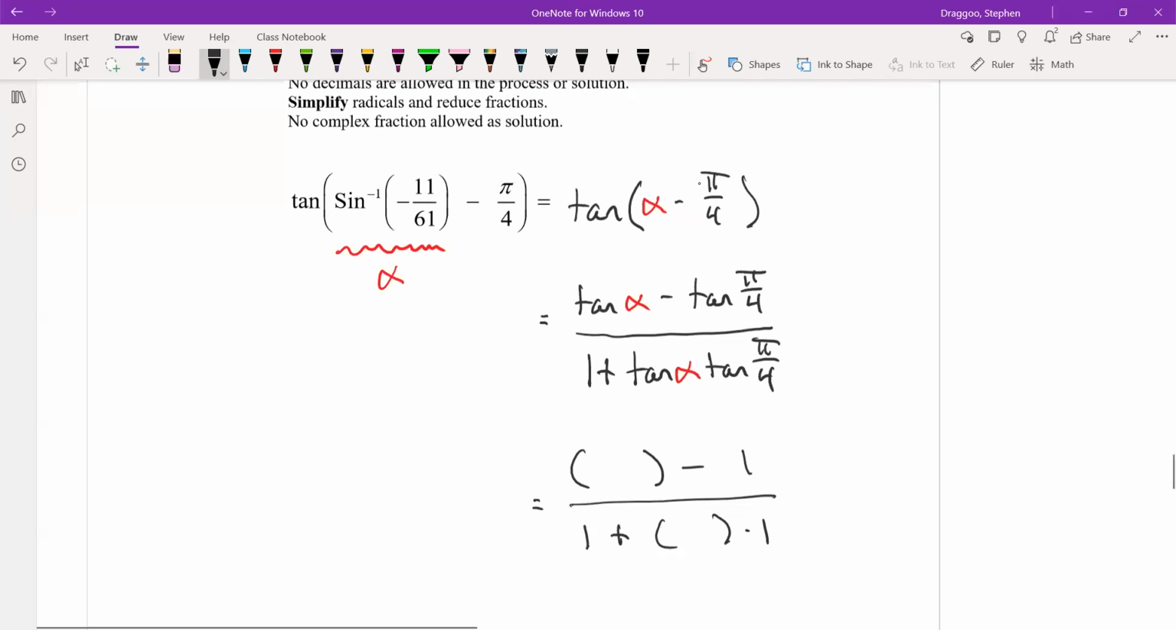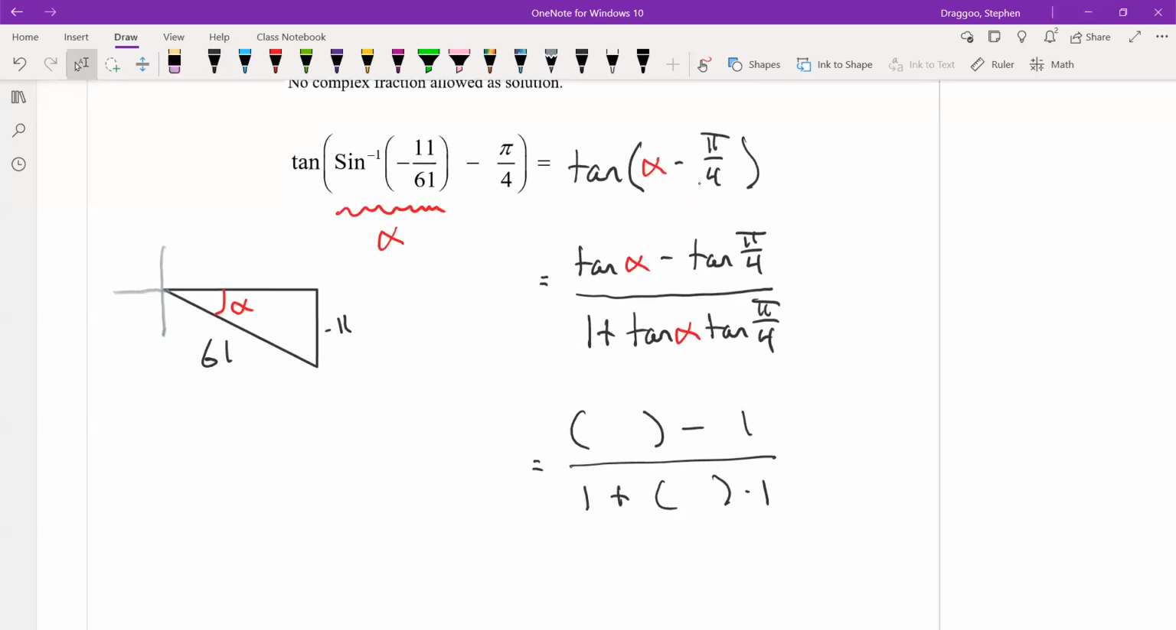I need a triangle that is in the 4th quadrant, so I'm taking the sine of a negative number. Let's try again. So my angle alpha is that guy right there. Sine is opposite over hypotenuse, so I should have 11 for my opposite side, 61 for my hypotenuse. And because I'm in the 4th quadrant, my opposite side should be negative.